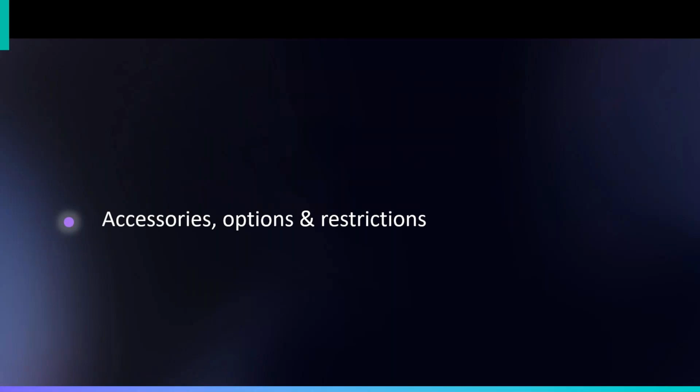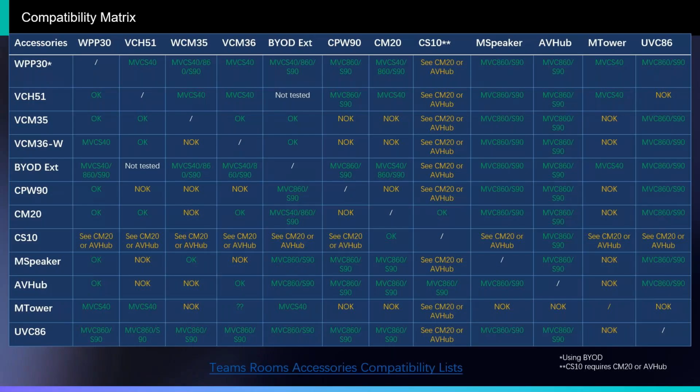Accessories, options, and restrictions. I made that compatibility chart, and I hope it's all correct in that regard for you to literally have a look at what fits together. There are restrictions. For example, on an MVC860 S90 system, I can't use WPP30 with BYOD at the same time when I use the VCM36. That's just not working.